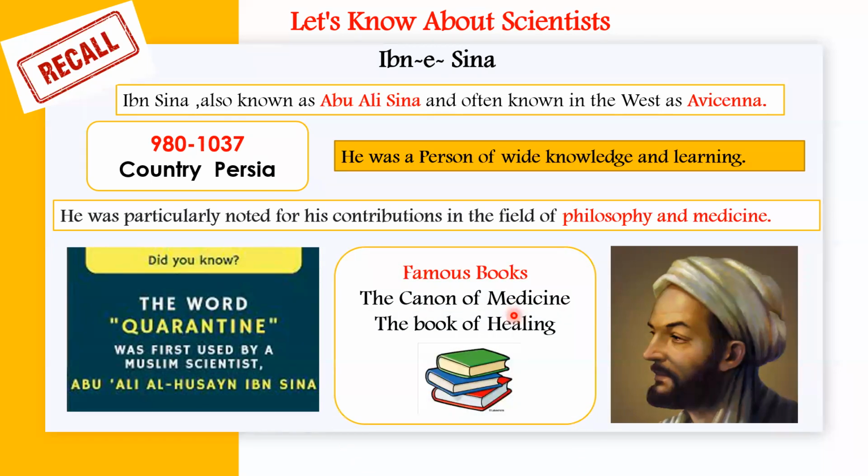His famous books were the Canon of Medicine and the Book of Healing. Healing means comfort. In his book, he was writing the ideas of how you can protect yourself from different diseases and how you can find comfort after those diseases. So these are his major contributions, and nowadays these books are very, very important in the field of medicine and in the field of physicians.